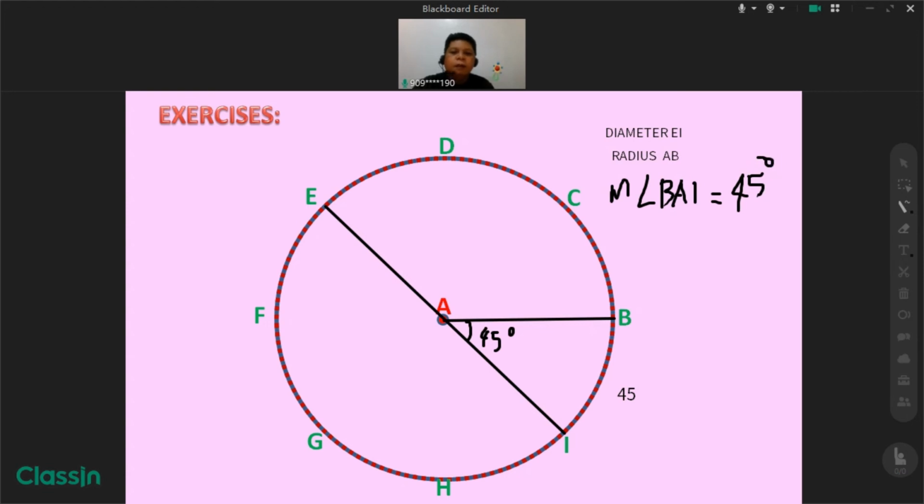Okay, and then what is now the measure if we form another angle, connecting point E to B, which is chord EB, and we form an angle BEI. So what is now the measure of angle BEI?